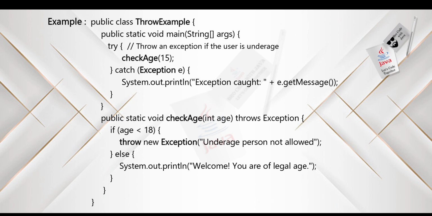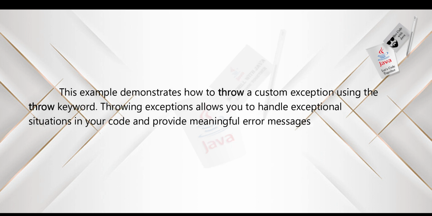We catch the exception in the main method's try-catch block and print the exception message. This example demonstrates how to throw a custom exception using the throw keyword. Throwing exceptions allows you to handle exceptional situations in your code and provide meaningful error messages to the user or the calling code.